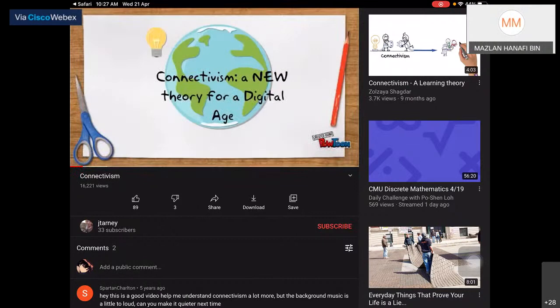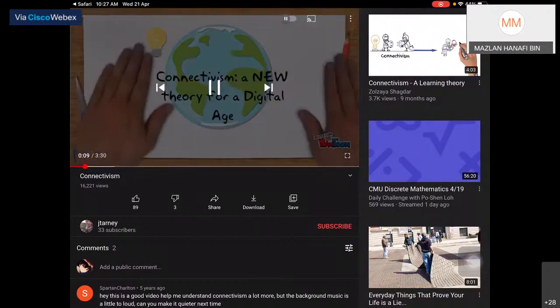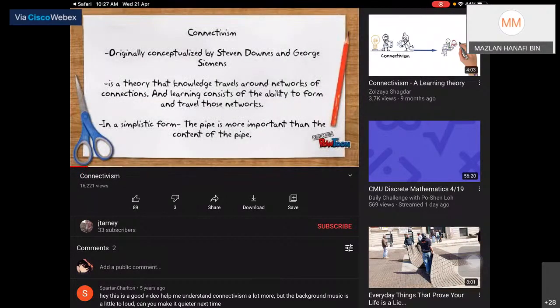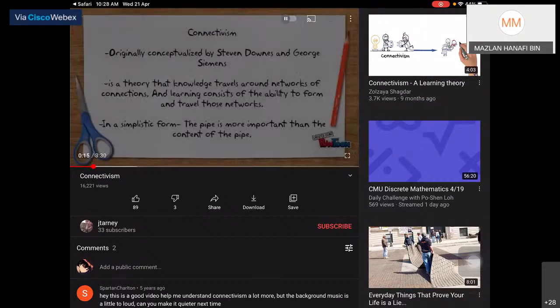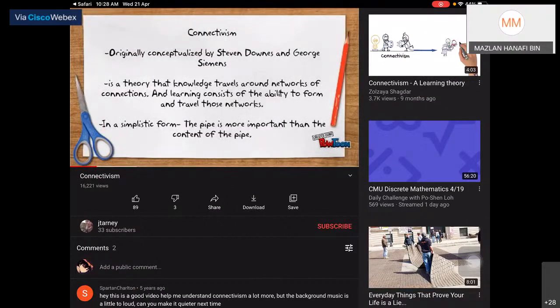Connectivism, a new theory for a digital age. Connectivism, originally conceptualized by Stephen Downes and George Siemens, is a theory that knowledge travels around networks of connections, and learning consists of that ability to form those connections. Simplistically, it's that the pipe is more important than what travels through it.